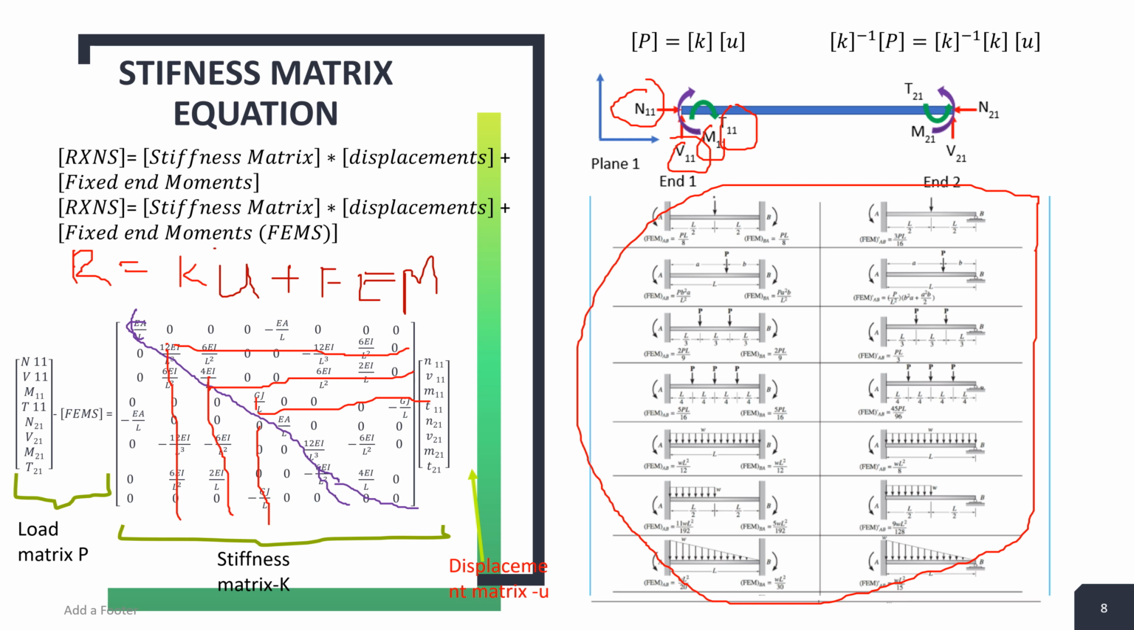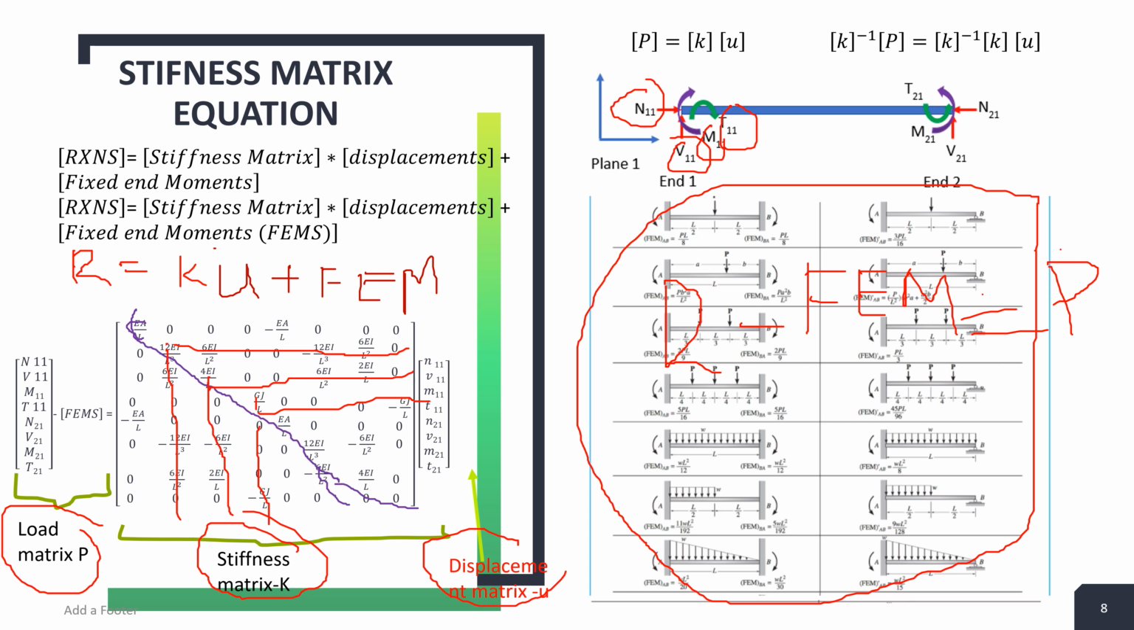So if you say the reaction matrix minus the FEM matrix becomes the load matrix P, then we can say the load matrix equals the stiffness matrix times the displacement matrix, and hence we come up with this equation.